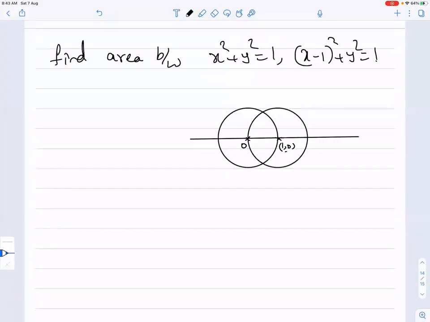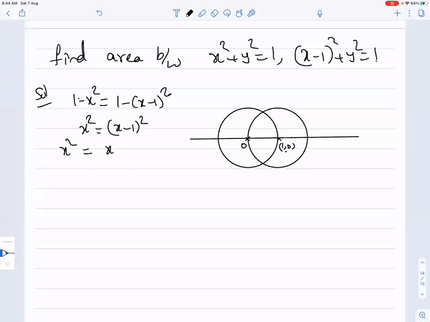So, I will try to solve them by equating y square. Y square in the first curve is 1 minus x square. Y square in the second curve is 1 minus x minus 1 whole square. So, that will give us x square equal to x minus 1 whole square, that is x square equal to x square minus 2x plus 1. X is half. They are going to meet at half. So, this particular line is x equal to half.